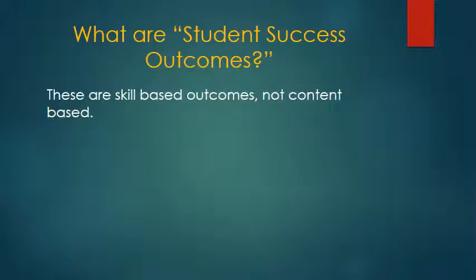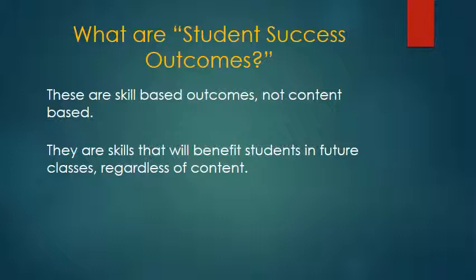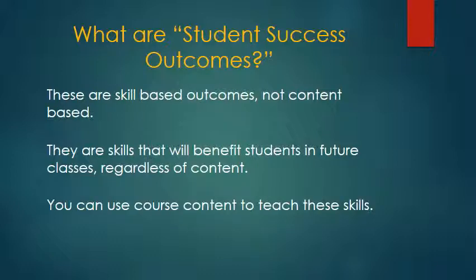Student success outcomes are skill-based outcomes, not content-based. They are skills that will benefit students in future classes, regardless of content. For example, being able to create a study guide would be considered a student success outcome because students could create study guides in any classes they take. You can use course content to teach these skills.